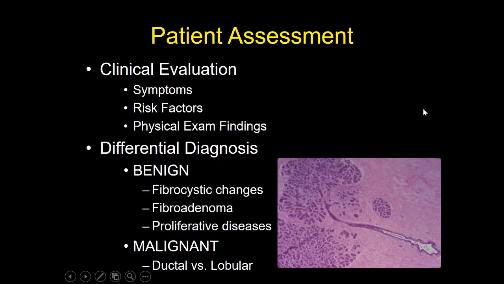So if you have a patient who has a problem, you're going to perform a clinical evaluation. You're going to want to assess their symptoms, their risk factors, and you're obviously going to be performing a physical exam. And then you're going to think broadly about both benign and malignant possibilities. Keep in mind that breast disease predominantly happens in the terminal duct lobular unit. So invasive cancers typically happen in the terminal duct if it's a ductal cancer, or in the lobule itself if it's a lobular cancer.